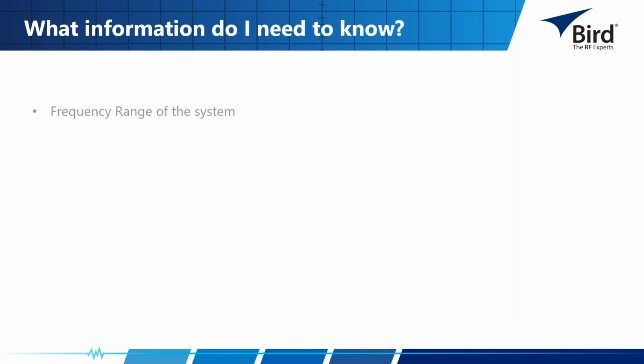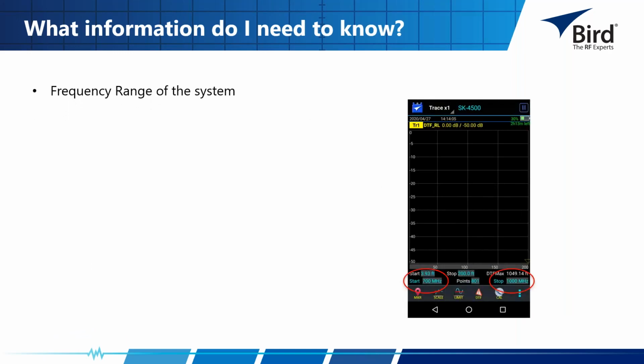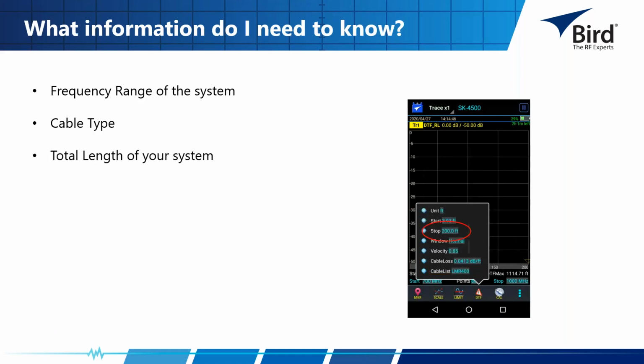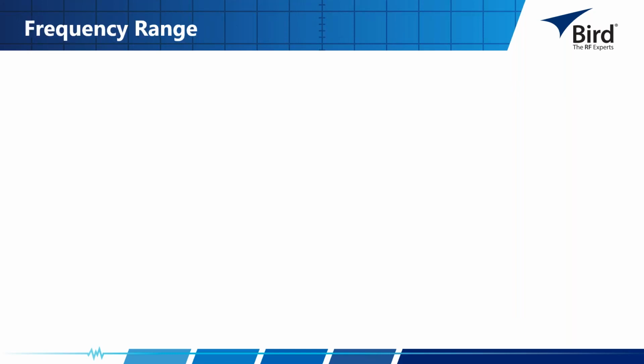So when you're doing distance to fault, what do we need to know? We need to know the frequency range of the system. We also need to know the cable type, and the SiteHawk has a list of predefined cables. There's about 94, 95 predefined cables that are in the cable list. So if you know what your cable type is and it's in that list, you just select it and we'll populate the proper fields. You also need to know the total length of your system. A diagram of your system is also helpful.